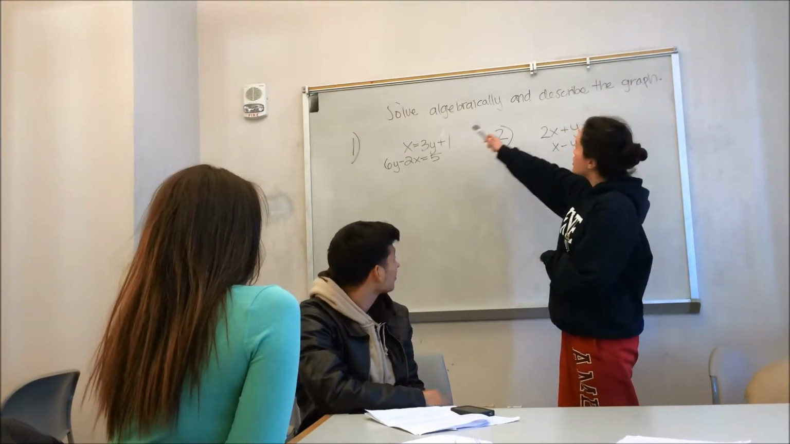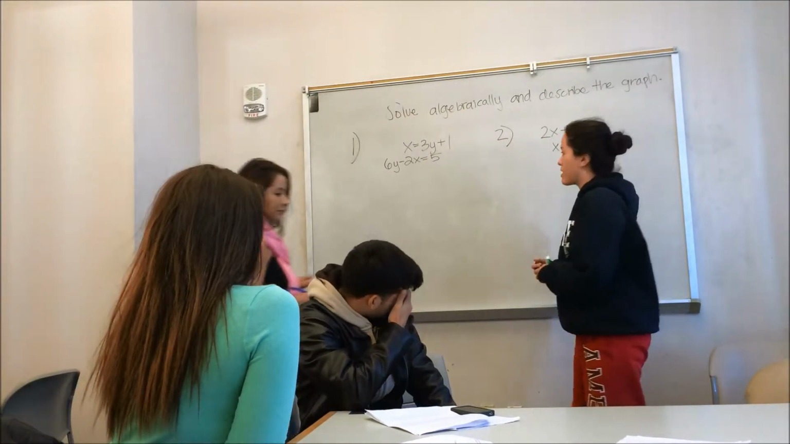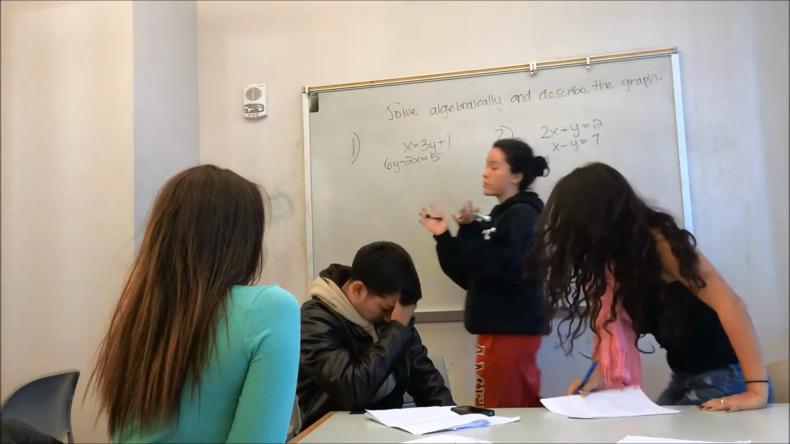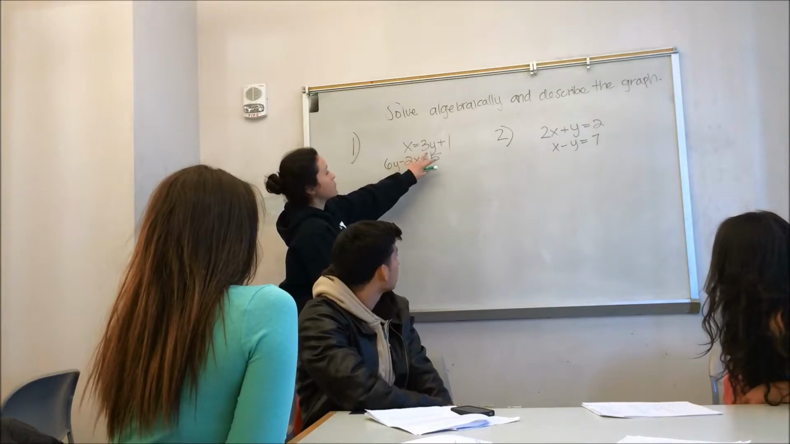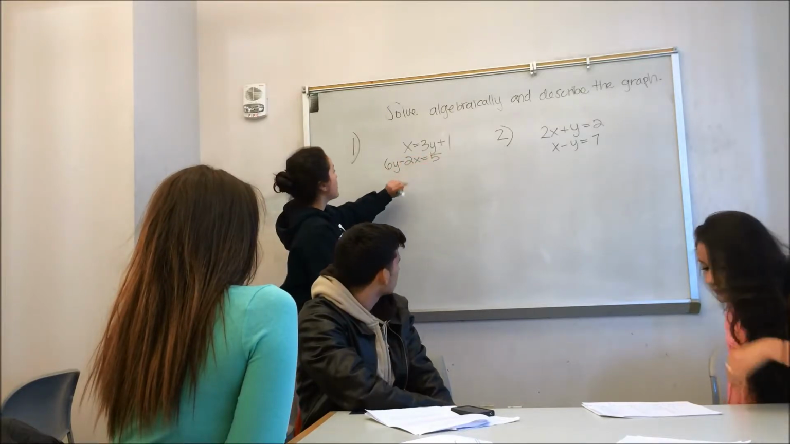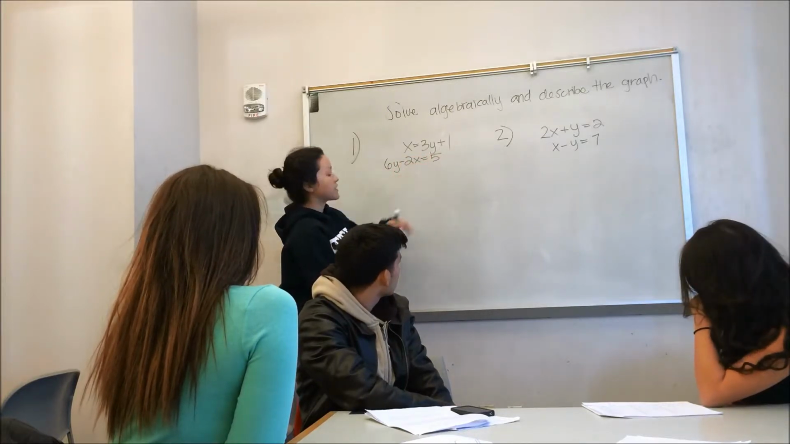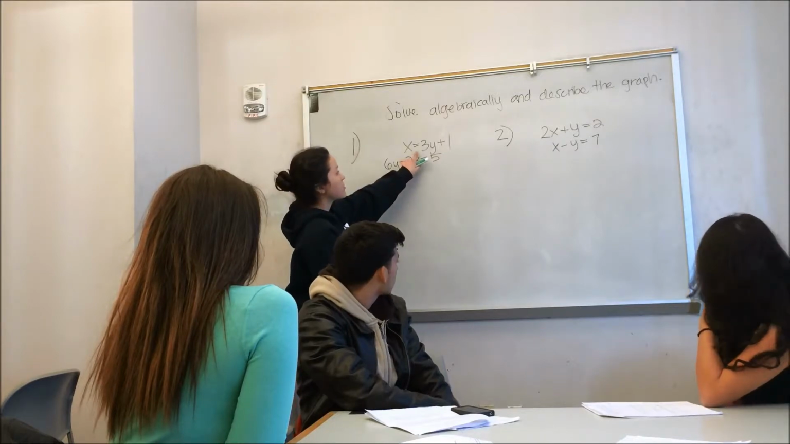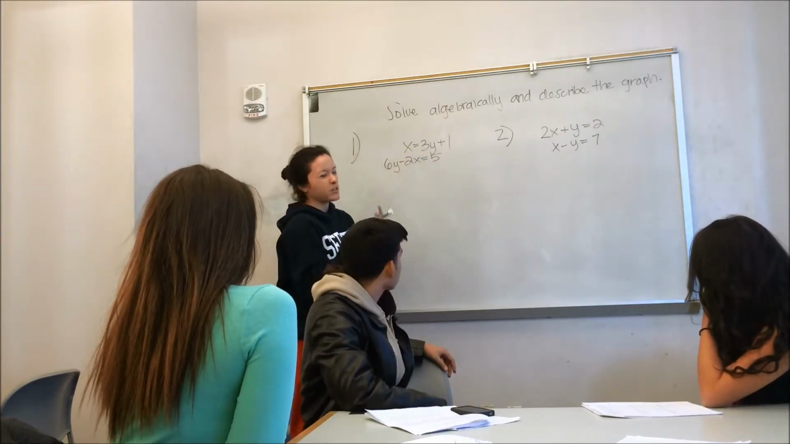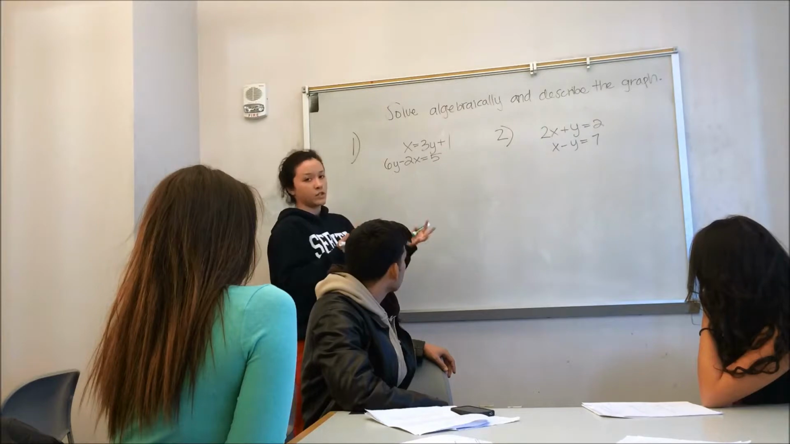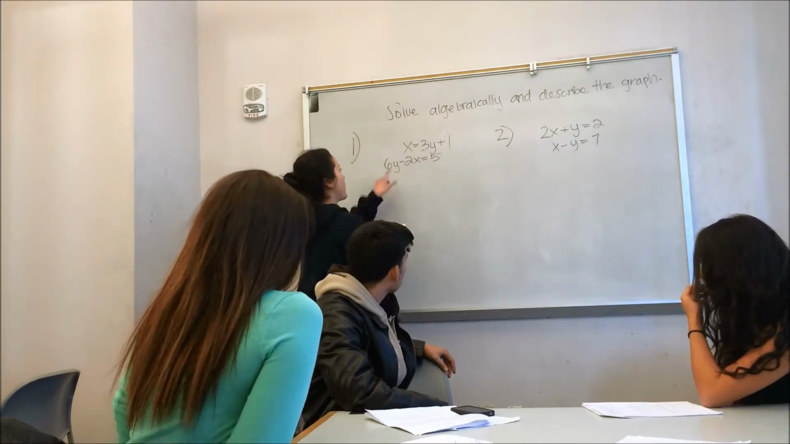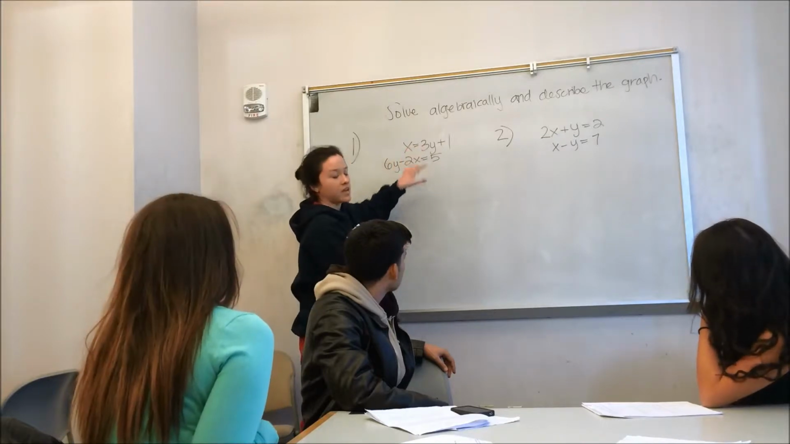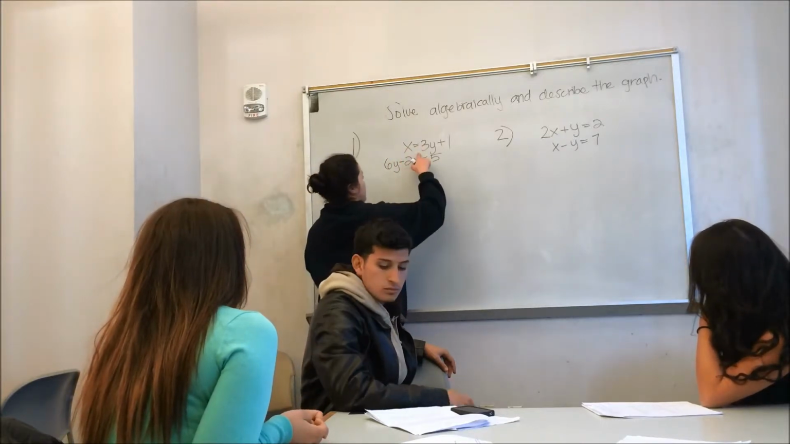So our directions are to solve algebraically and describe the graph. So we're given these two problems, so they're separate. So let's first start with this problem. We're given x equals 3y plus 1 and 6y minus 2x equals 5. Let's first start by fixing this problem. We need to solve by using elimination or substitution, whichever you'd like. But it's better to have the problem clean by having y with y and x with x. So let's start by fixing this.